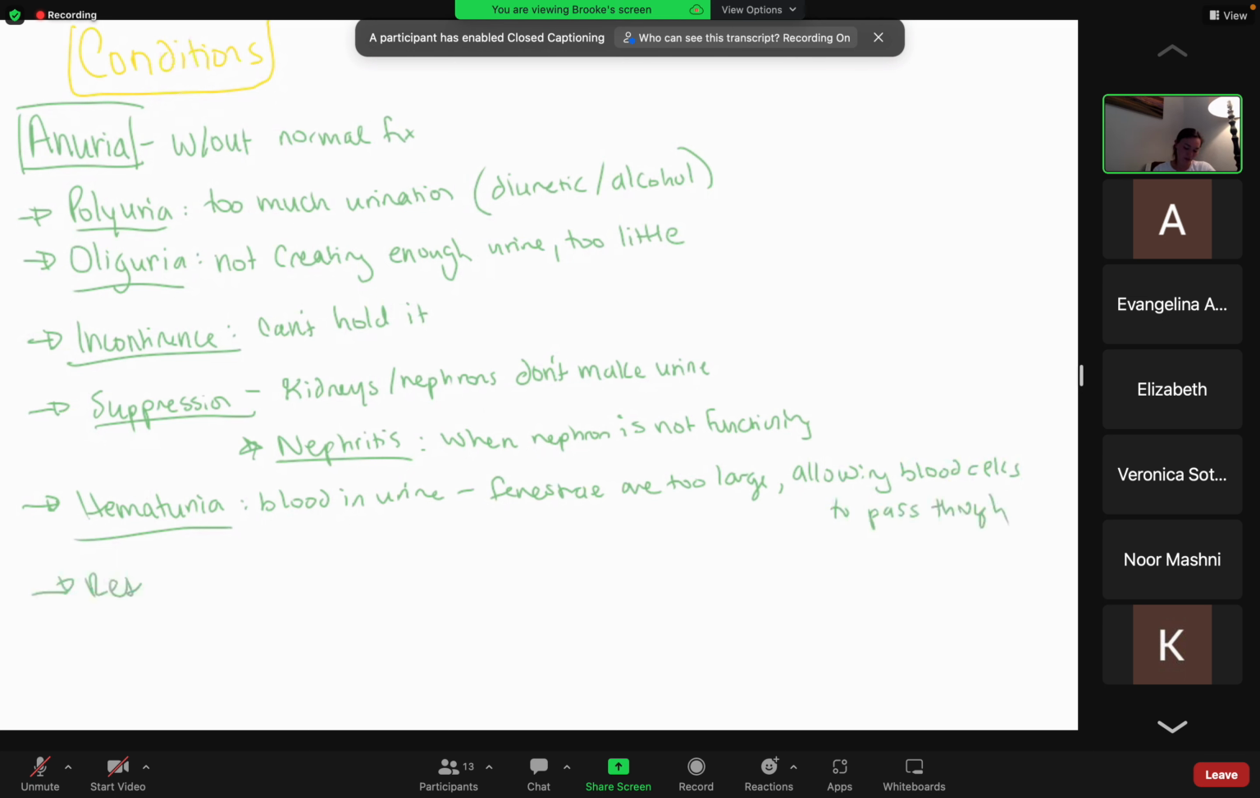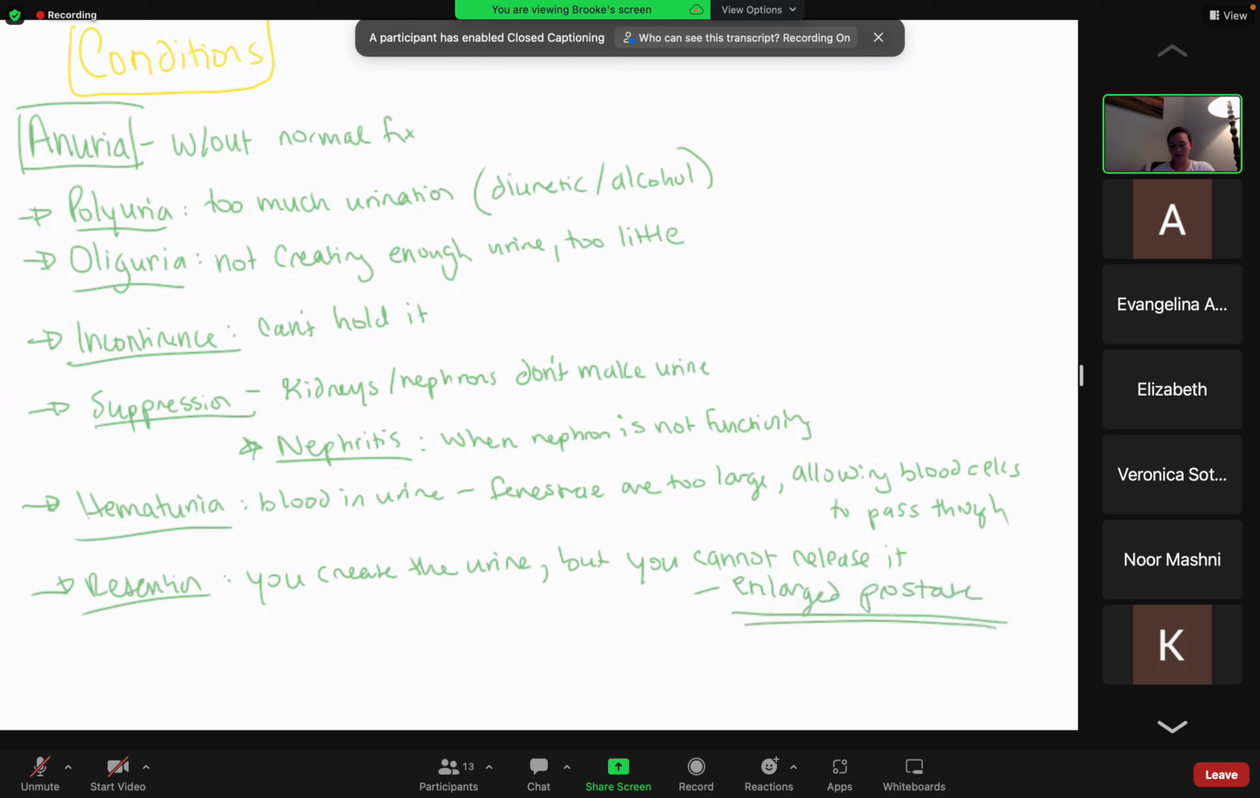Retention. Retention of urine is more like what we were talking about. This is you create the urine. Those nephrons are busy creating it, but you cannot release it. So you can't release the urine out. You're just creating it and creating it. You can't get it to leave. And obviously this would back up. This is typically found in males from an enlarged prostate. So that would be like the most common cause of retention that's like a natural cause.